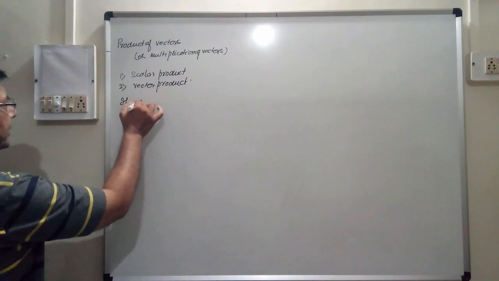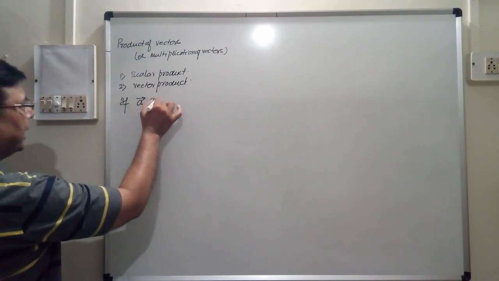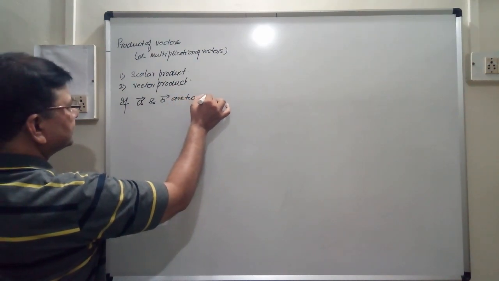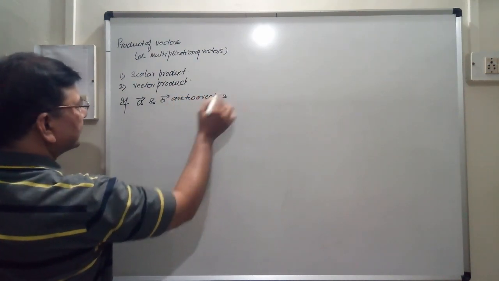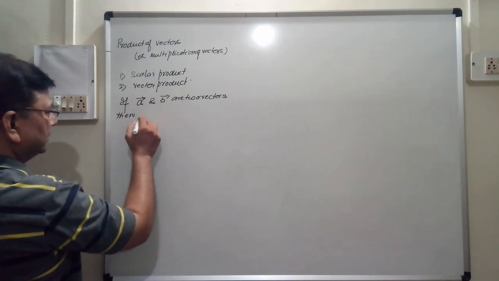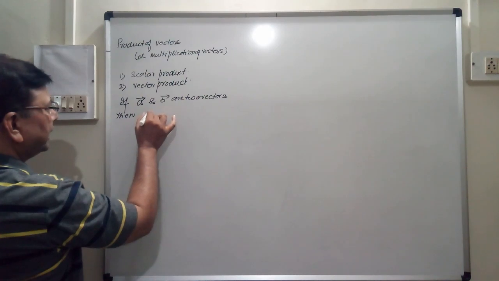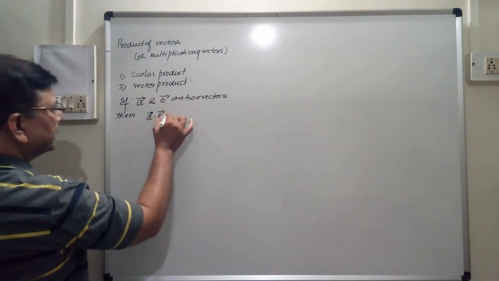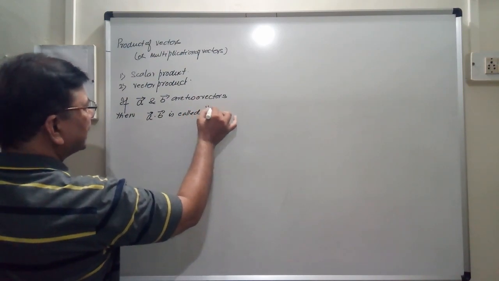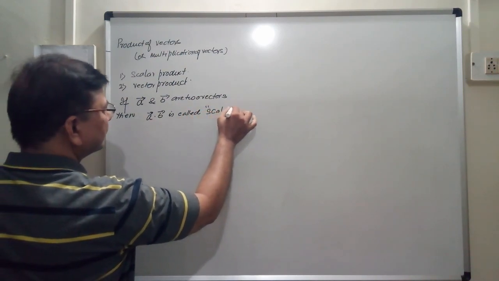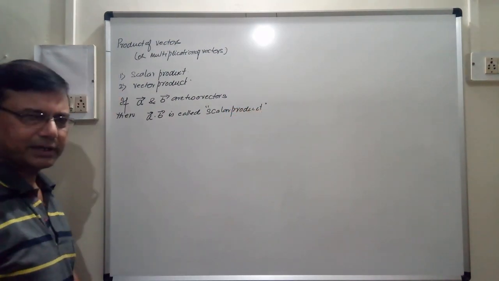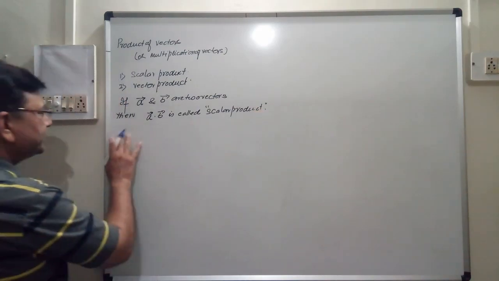If A and B are two vectors, then A dot B is called scalar product. Of course, scalar product of these two vectors. Now, how is it being defined?